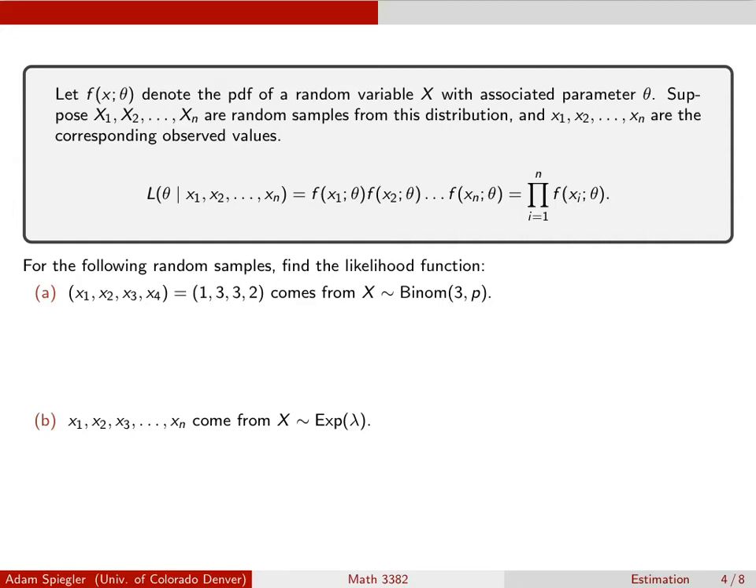Okay, so when we are trying to find a maximum likelihood estimate, step one is going to be to find what's called the likelihood function, which is denoted with this L. The likelihood function is saying what's the probability of getting the observed outcome. But we're going to express this probability as a function of the parameter that we don't know.